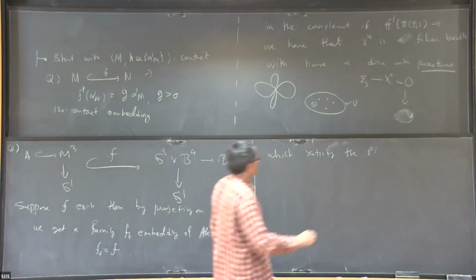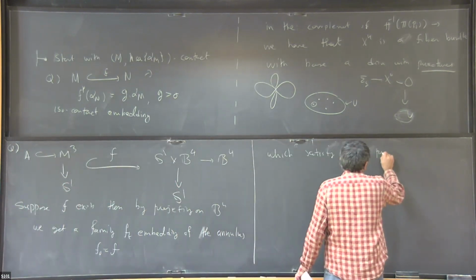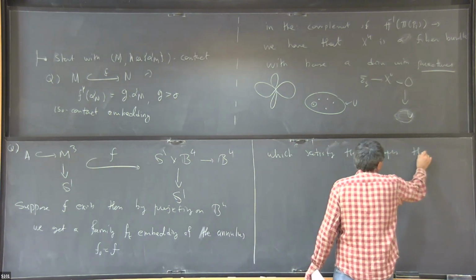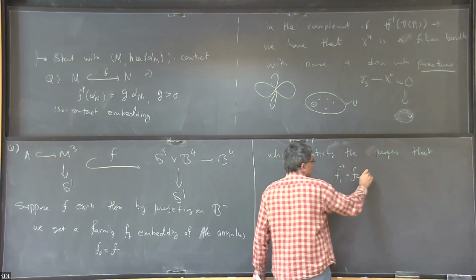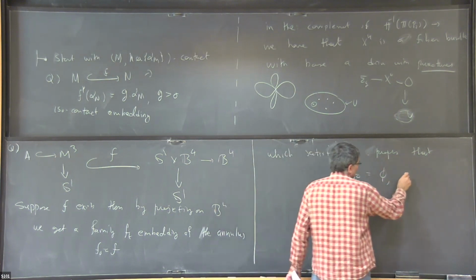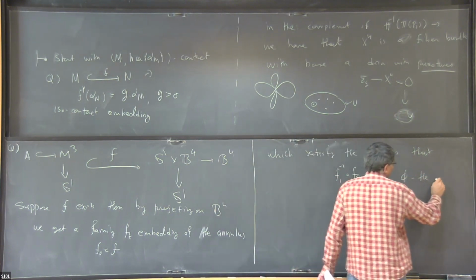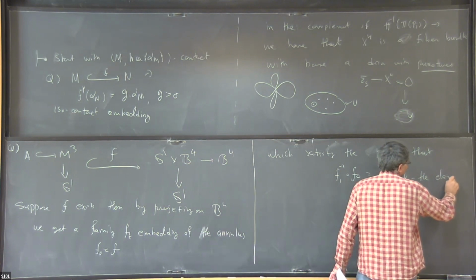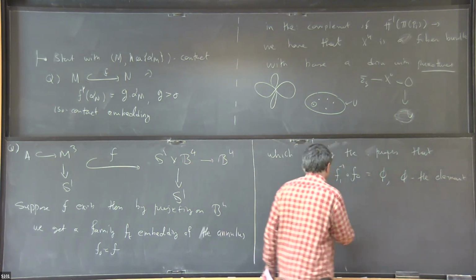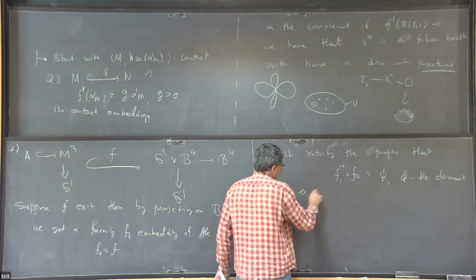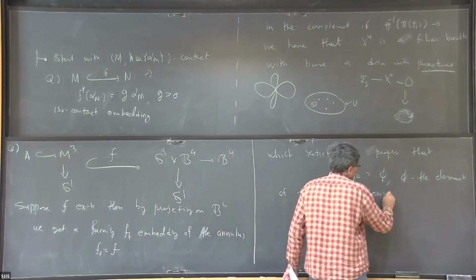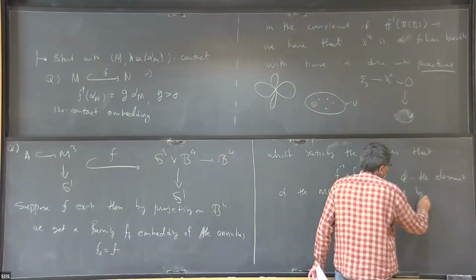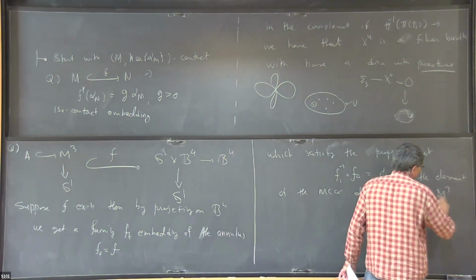We satisfy the property that F_0 followed by F_1 inverse is the element of the mapping class group determined by this.